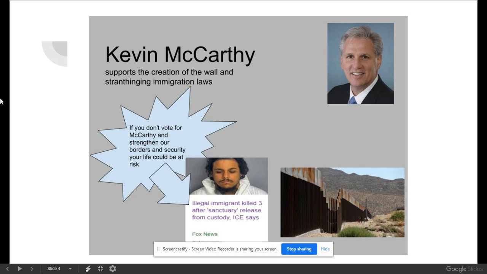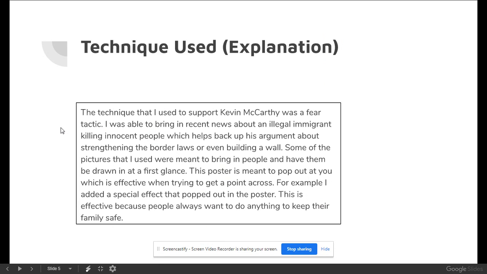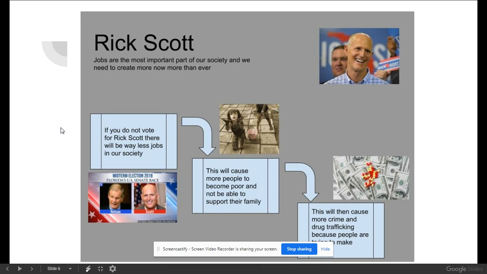Kevin McCarthy supports the creation of the wall and strengthening immigration laws. I don't like the spelling there, but you can get the idea. If you don't vote for Kevin McCarthy and strengthen our border, your life could be at risk, right? So he's using fear. I'm not saying it's bad or good. It's just that if you don't take these measures, violence can come upon you. I'm not saying I agree or disagree with the point of this assignment, but this is what this person would use.